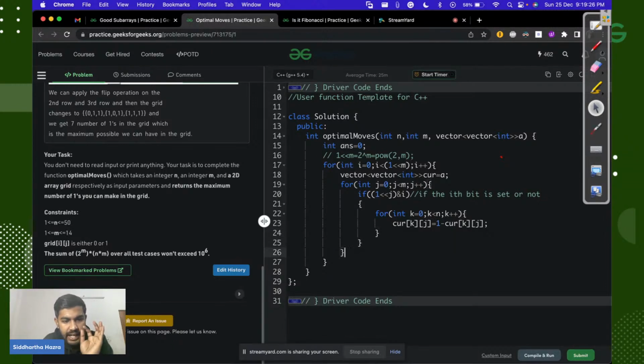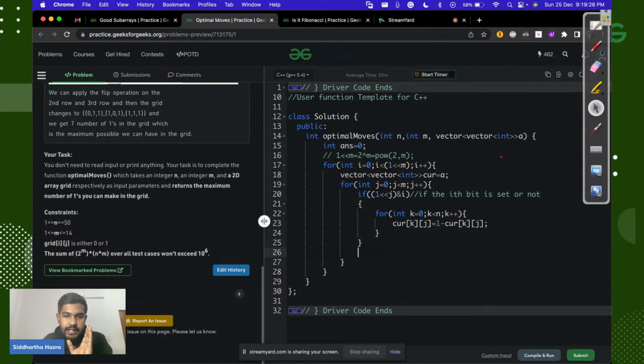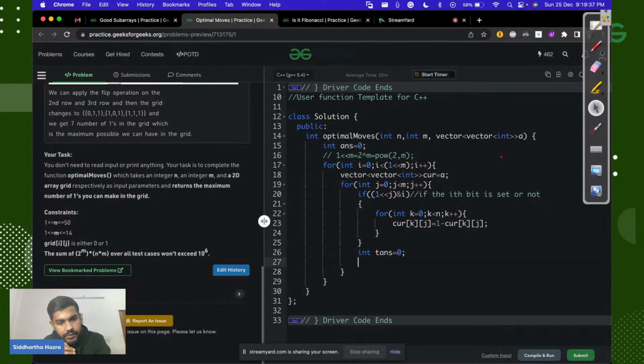Okay. So this is done from this side. Now we would have the temporary answer. So int t answer is equal to 0. This would store the values for each. So now we would say for int j is equal to 0, j is less than n and j plus plus.